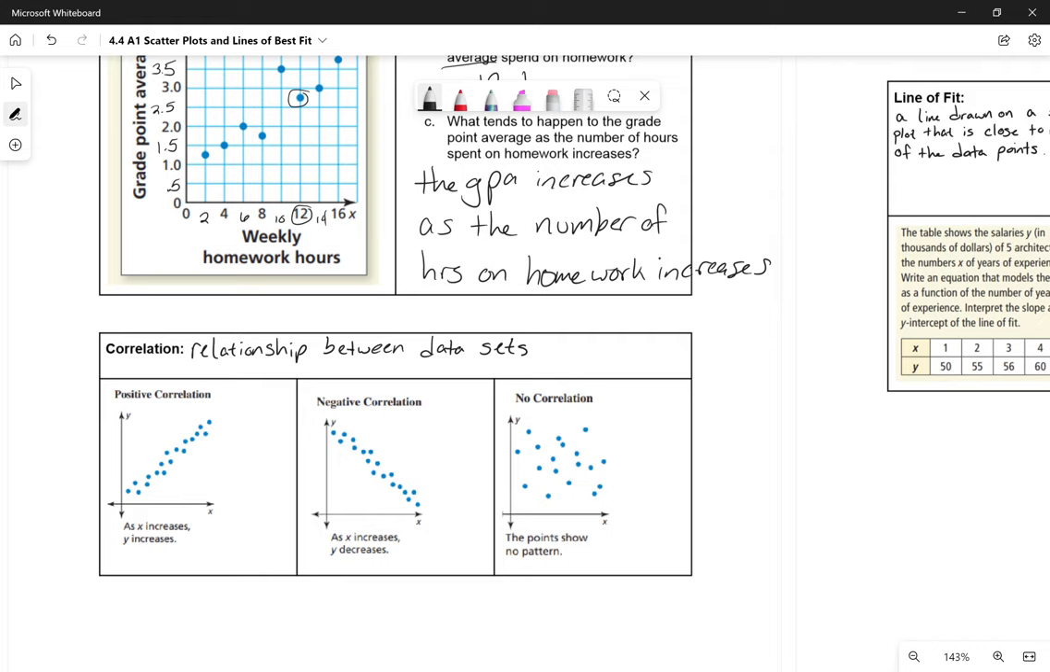A positive correlation looks like it has a positive slope. So as x increases, y also increases. A negative correlation looks like a negative slope, which gives us the idea that as x increases, y will decrease. And no correlation just looks like a bunch of points on a graph that are randomly placed. It has neither a positive nor negative correlation, and it doesn't even show a pattern. So we call this no correlation. And let's use that on our next bit of examples.